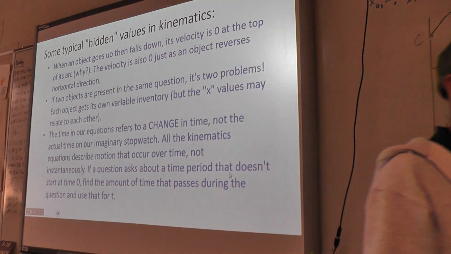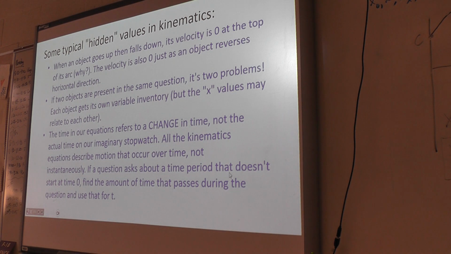And then the last thing, just to reinforce this idea, is that our t variable in our equations is not the time that your stopwatch says. It's the amount of time that has gone by since the object had one position and then a different position, or one velocity and then a different velocity. The things that are changing change over time. The t variable in the equations that we're using reflects that change in time. It's not what your watch says, it's how much time went by, okay?